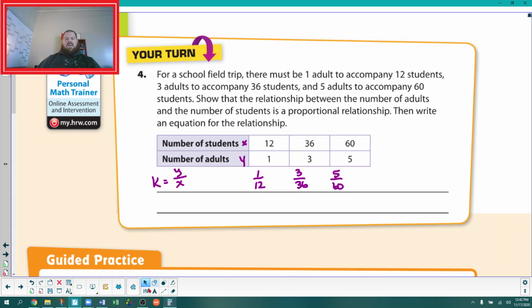I can't move that without moving everything. That's okay. 3 over 36 will reduce if we divide them both by 3. They reduce to 1 over 12. Same thing if we divide both 5 and 60 by 5, I also get 1 over 12. So my k is 1 over 12.